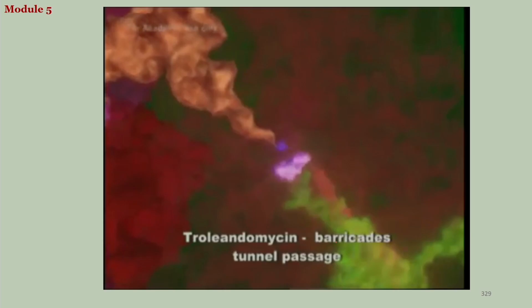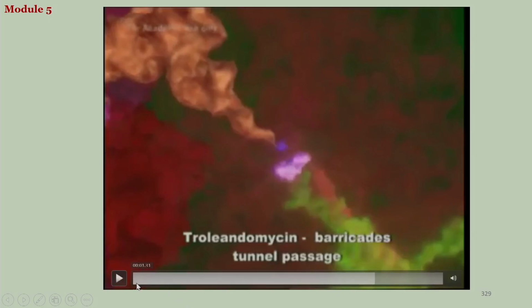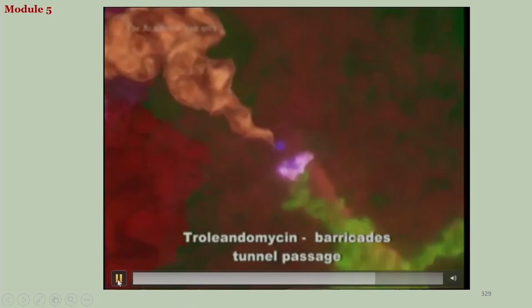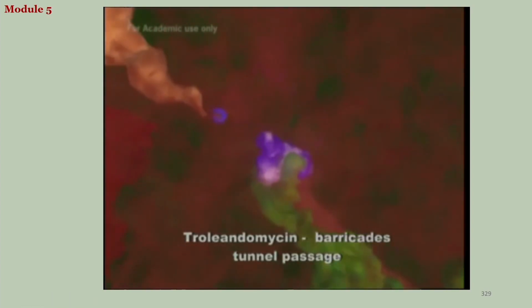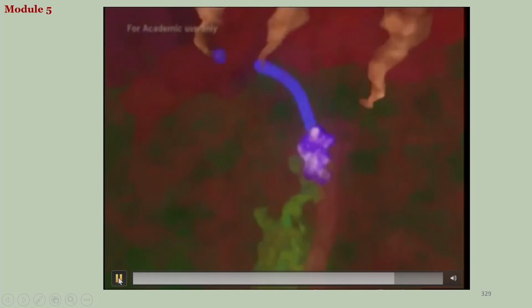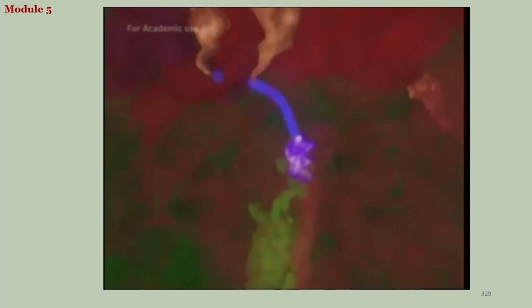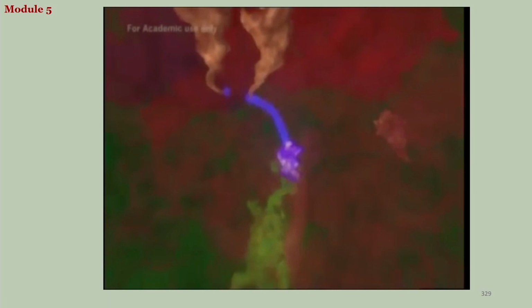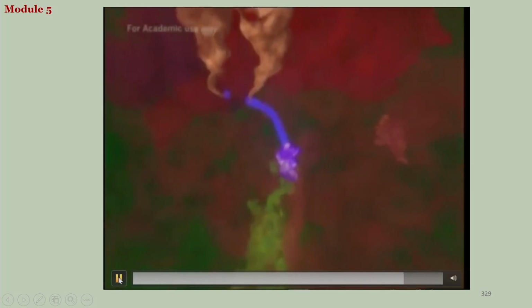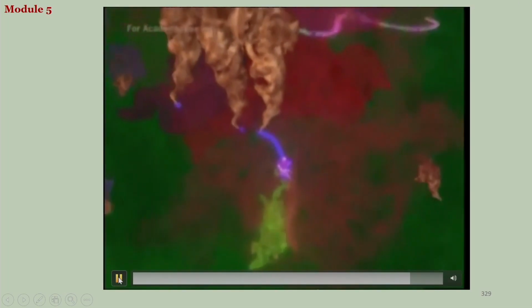Troleandomycin is another class of antibiotic that barricades tunnel passage. So it will again block the tunnel. Therefore, the protein is getting synthesized. The protein has to move this way. As it is getting longer, it has to move. Now, it blocks that road. So after some time, when the length is enough, it cannot move any further, and then that will stop the further synthesis.